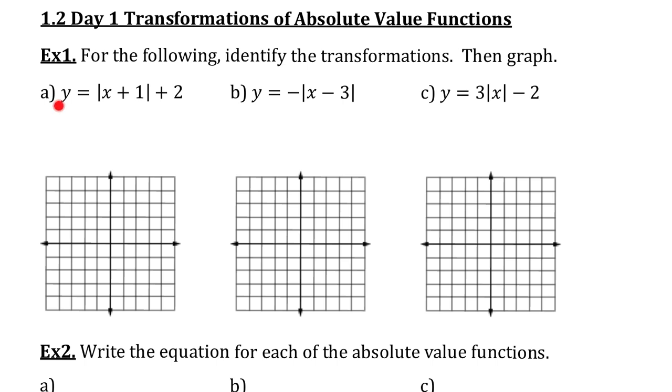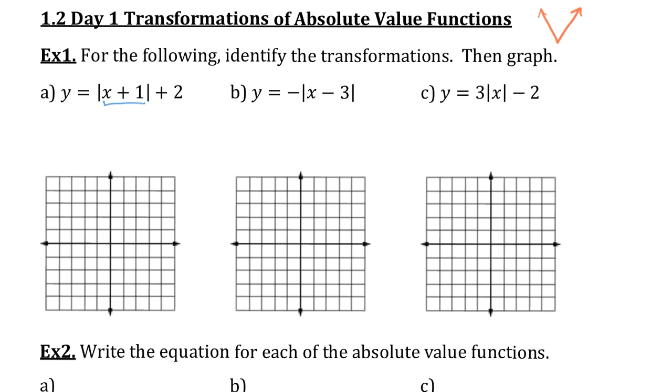Okay, so for A, it says y equals the absolute value of x plus 1 plus 2. This is an absolute value function. Everything today will be an absolute value function. Absolute value functions look like these. Okay. Slope on each side is 1 and negative 1. Okay, so let's look at the transformations first.